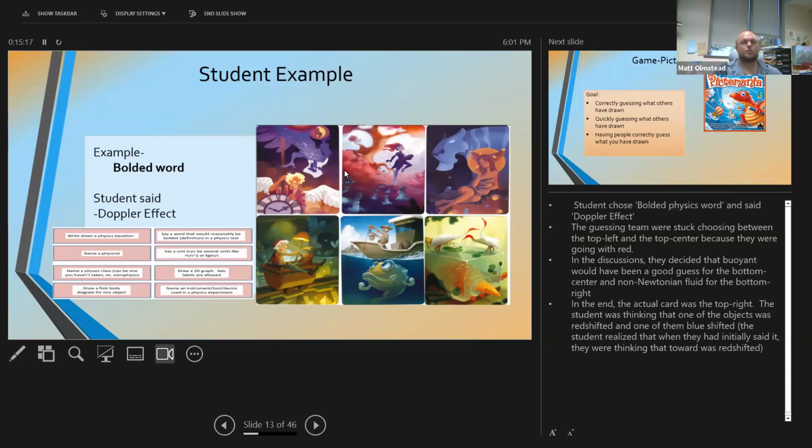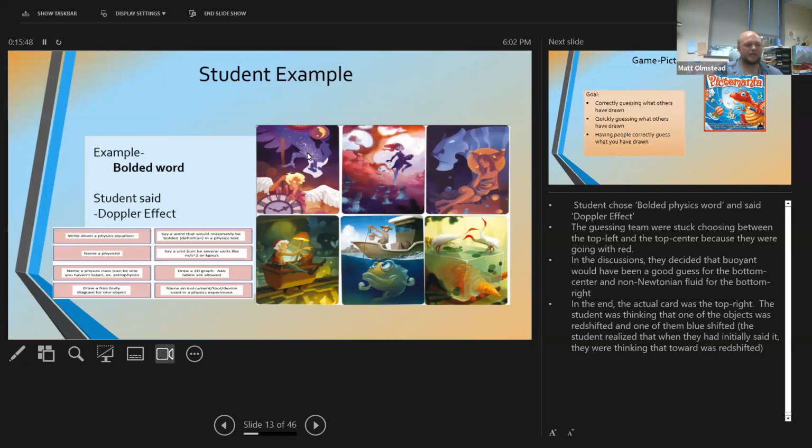Because Doppler effect does something called redshift and blue shift. That's this high frequencies and the low frequencies. Something moving away from you is redshifted, moving towards you is blue shifted. So they were looking at these 2. And they ended up picking one of them. And in doing this, they said, okay, well, if this would have been the card, he should have said buoyant. If this was the card, maybe they would have said like non-Newtonian fluid. So they were thinking about better clues while they were trying to figure it out.